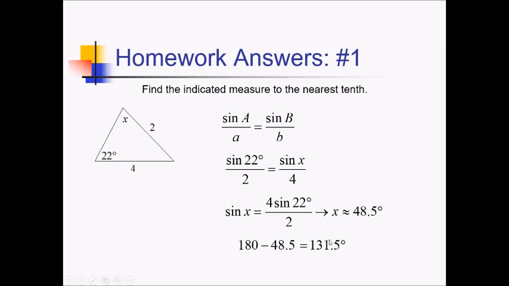Now the question is, does this answer fit in the triangle with the original angle that they gave us, this 22 degrees? If we add those together, 131.5 plus 22, this is definitely going to be something less than 180. Because of that, that means that both of these answers are in fact correct answers, and we would list them both while giving the solutions.